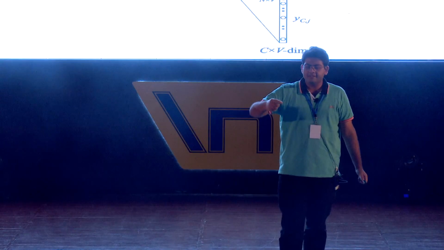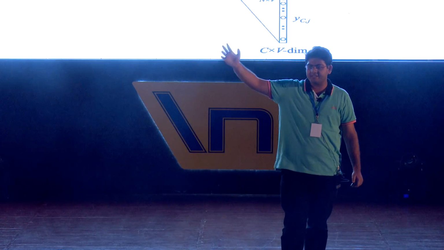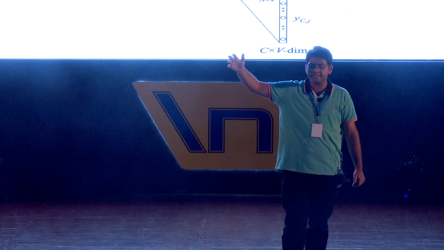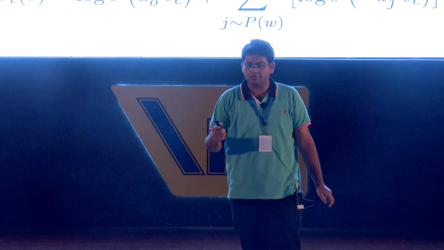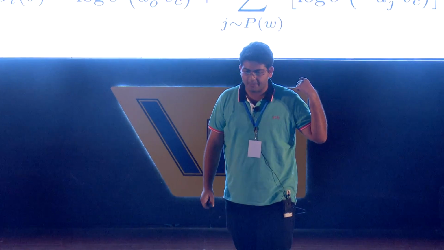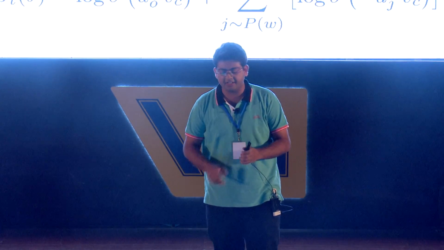Take a word and try to maximize the probability of the words in the window co-occurring with the center word. I'll throw some equations at you, and that's the only mathematics in this talk, so bear with me for the next 1 minute or so. That's what we essentially do. This J of theta is the function which we need to maximize. Consider the two paragraphs I was showing you from the article.